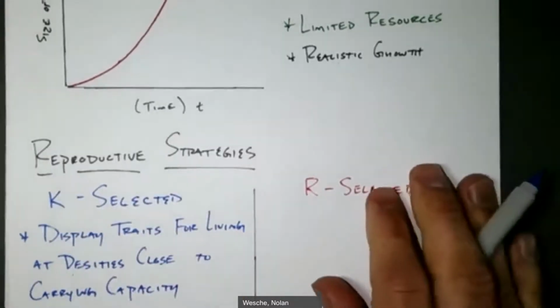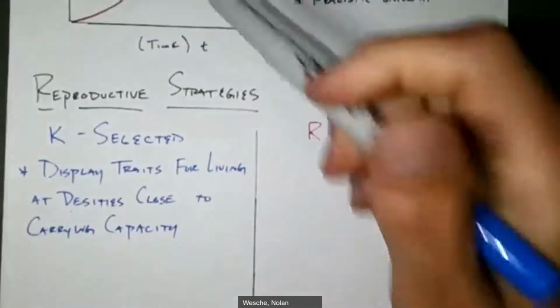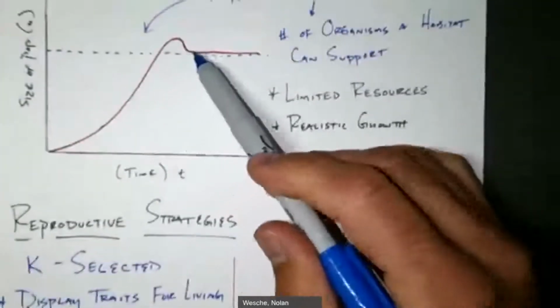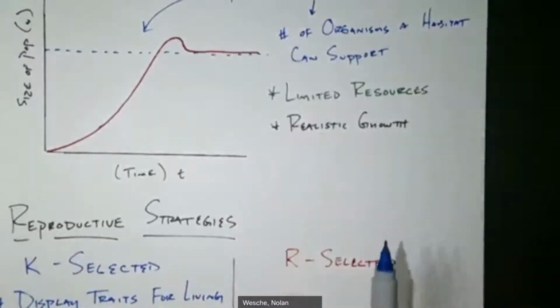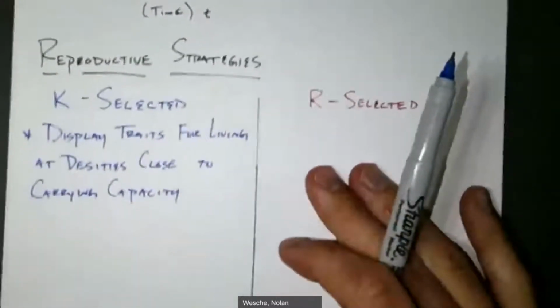So they're going to display traits for living at densities that are really close to the carrying capacity. So you're not going to see much swings above or below the carrying capacity line.